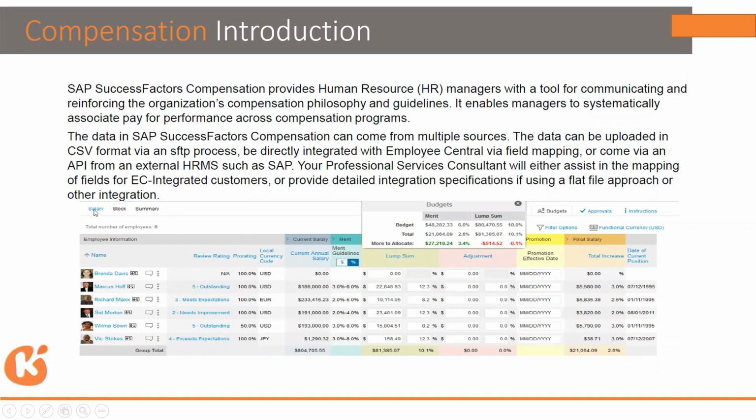Then here you can see various tabs, like the salary tab, stock tab, and then the summary tab, right? You can also see there is a budget. We're going to see the budget also, where you can see the total budget, how much is left to allocate, and the total assigned to the employees. Like this, you can put a budget into all of these.